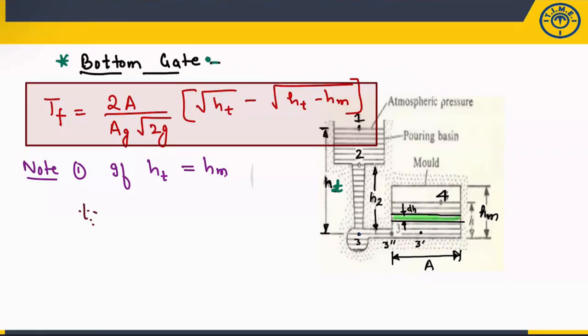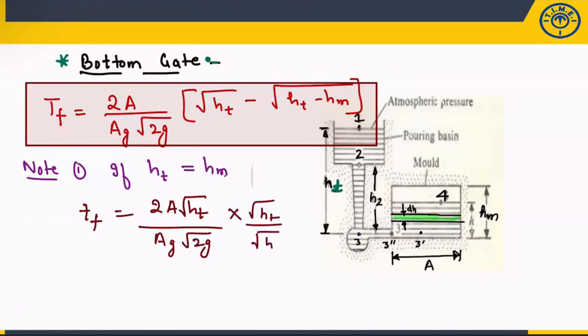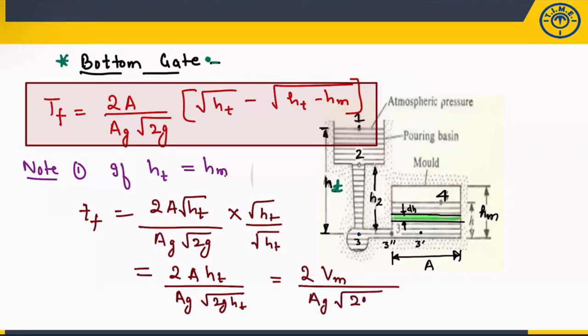Now you will see the time required for filling this mold cavity is 2A into square root of Ht, divided by Ag square root of 2g. If you multiply with this square root of Ht and divide with this square root of Ht, how much will you get? 2A into Ht divided by Ag into root 2g Ht. And what about this Ht? Ht is nothing but Hm only. So can I write 2 times the volume of mold divided by Ag root 2g Ht. This is the total time required for filling the mold cavity by using the bottom gate system.